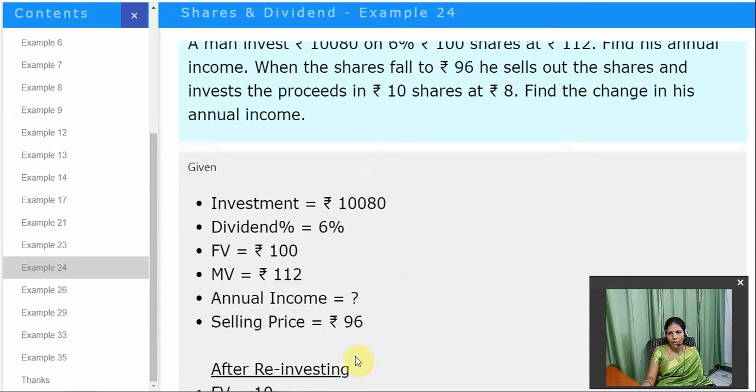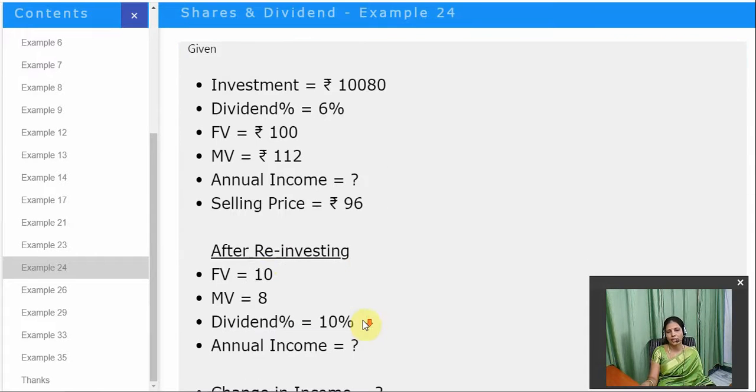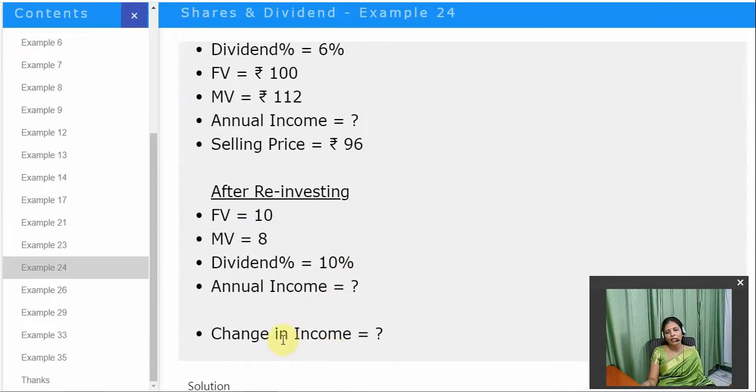And next, now he is selling the shares because the market value goes down. So by the time he is selling the shares, the value of each share is 96, and then that sale proceed he is reinvesting in the market. The face value of that company is 10 rupees, market value is 8, dividend percentage is 10, and you need to find the annual income of this company, and then you need to find the change in income.